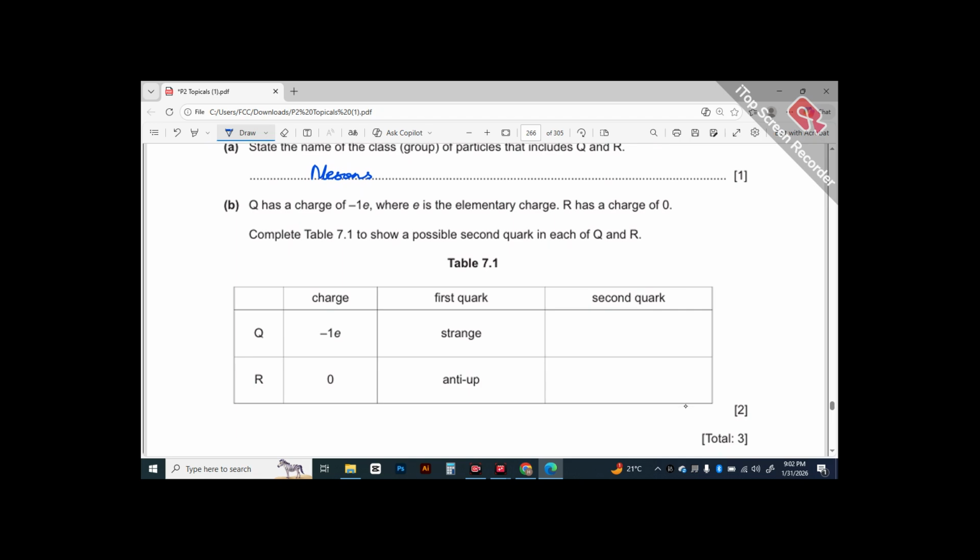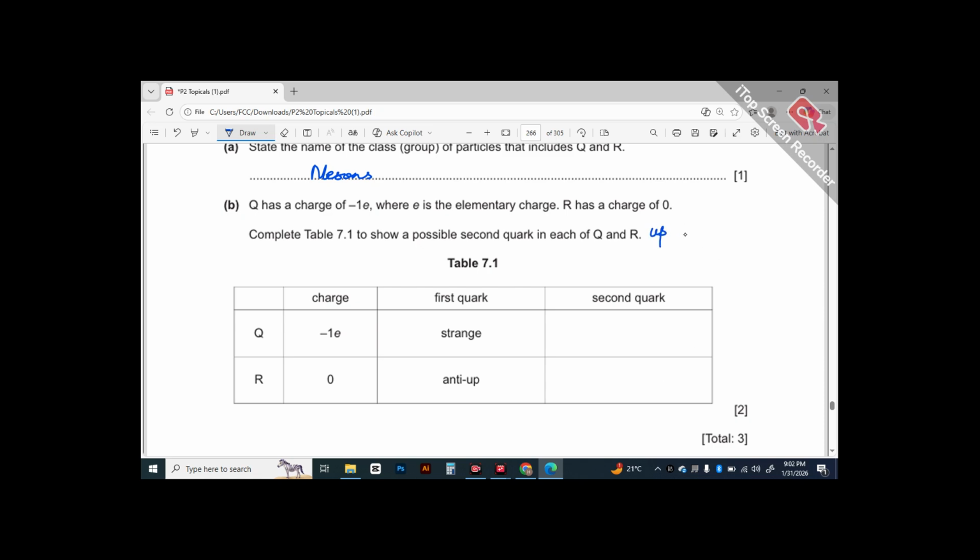Q has a charge of -1e, where e is the elementary charge, and R has a charge of 0. Now complete this table and show the possible second quark in each. For R, they've mentioned one quark, and they are asking what the second will be. And for Q as well, they've mentioned one quark and they are asking what the second will be. In order to answer this question, first we have to be very clear and it should be on our fingertips: what is the charge of different flavors of quarks? So let me write it here.